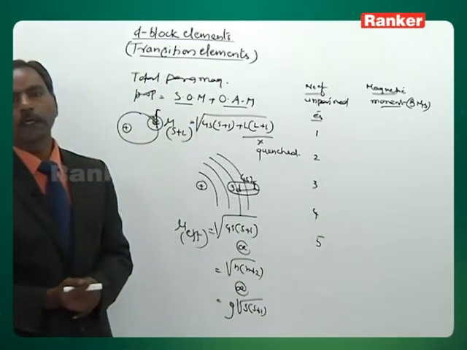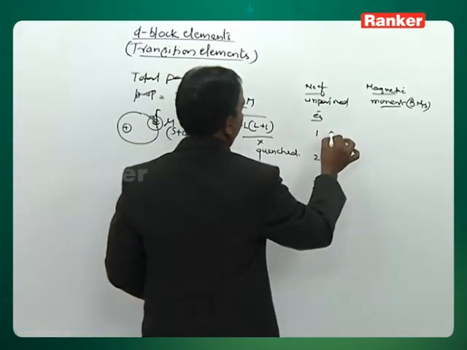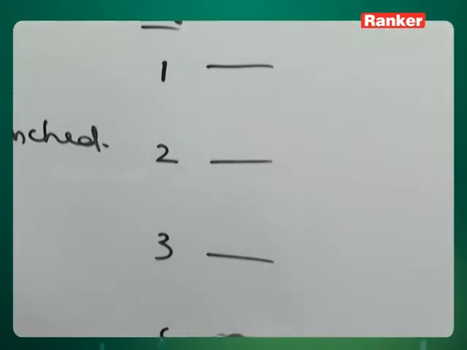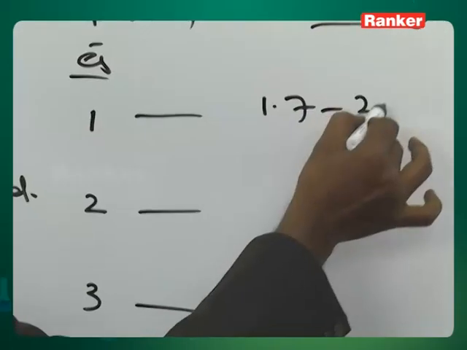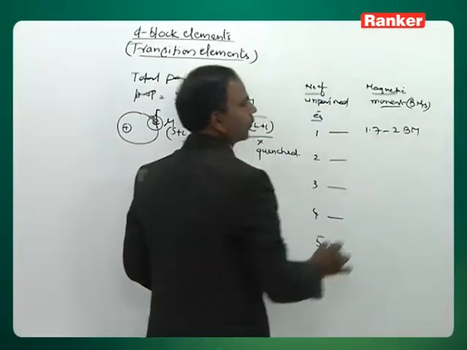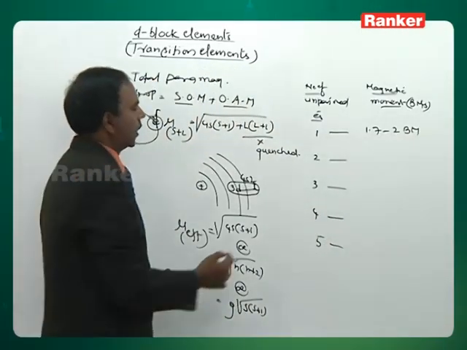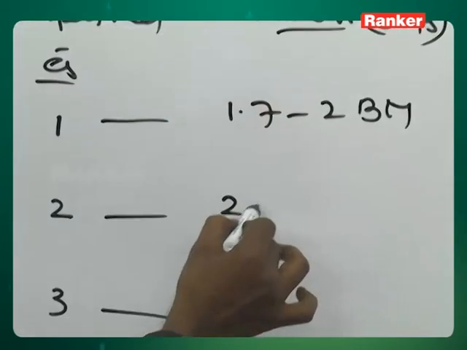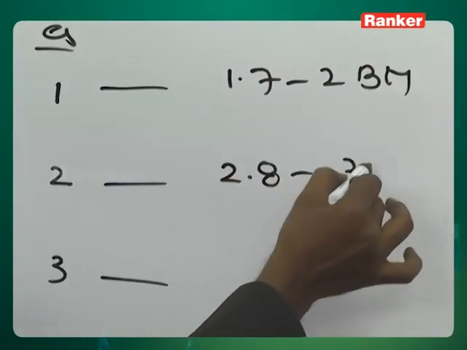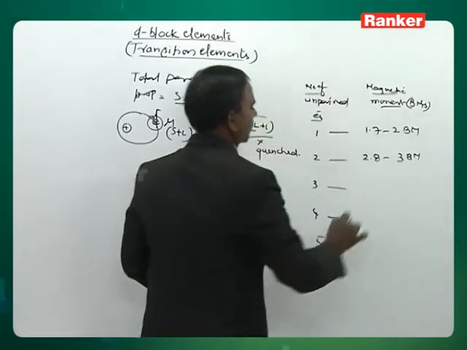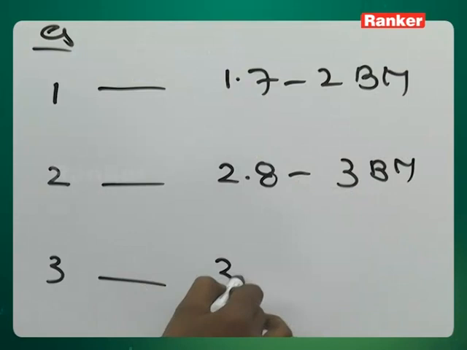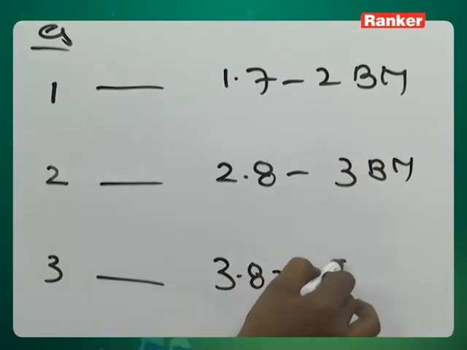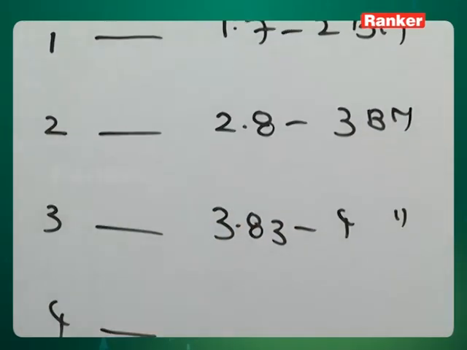This is the number of unpaired electrons, imagine. Then the magnetic moment comes to be: if one electron is there, you can take 1.72, roughly 2 BM. If two unpaired electrons are there, you can take 2.83, roughly 3. And if 3 unpaired electrons are there, you can take 3.87, roughly 4 magnetons.